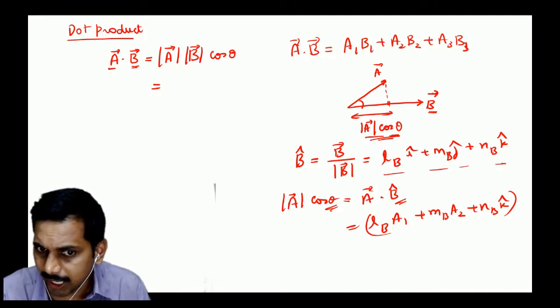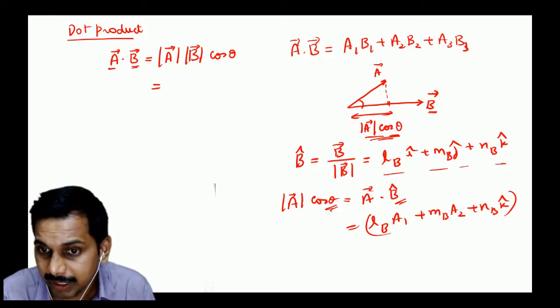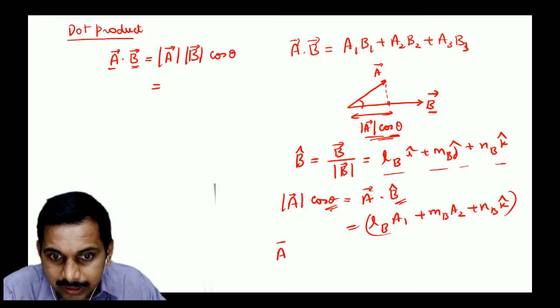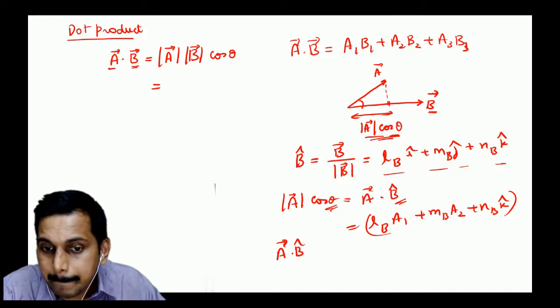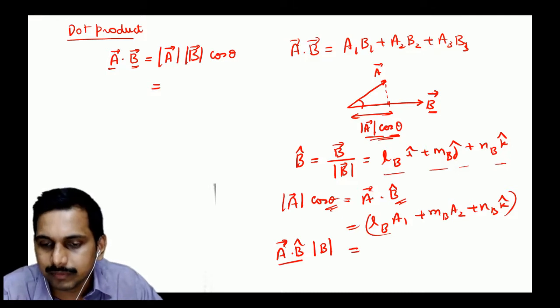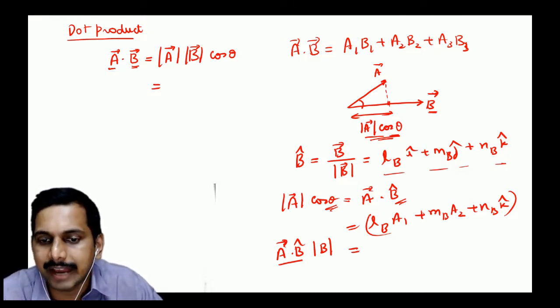Okay. So a cos theta is equal to a dot with b cap. Okay, done. Next one. A dotted with b into magnitude of b. What is this? A cos theta. Magnitude of b will be whatever the magnitude here, b magnitude, I have to multiply.